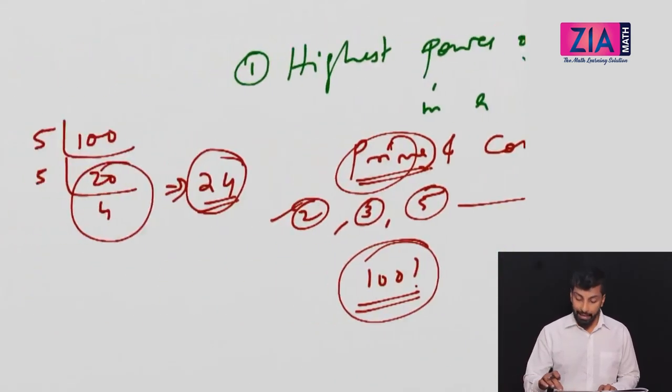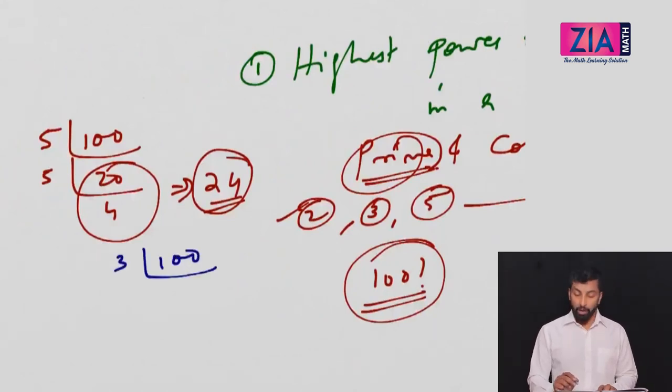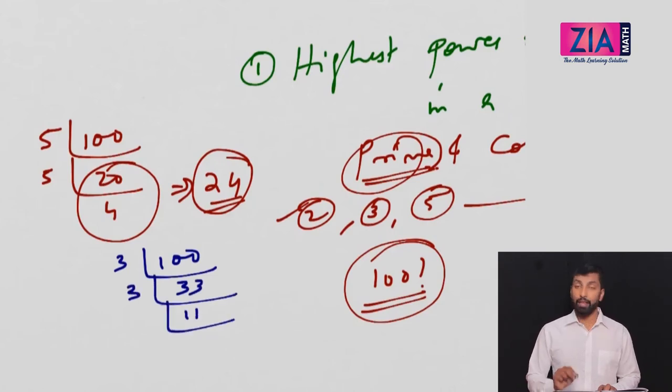If I ask you how many 3s are there, what will you do? You divide 100 by 3. You get 33. Then divide by 3 again, you get 11. Then you can further divide by 3, you get 3. You divide by 3 again, you get 1.